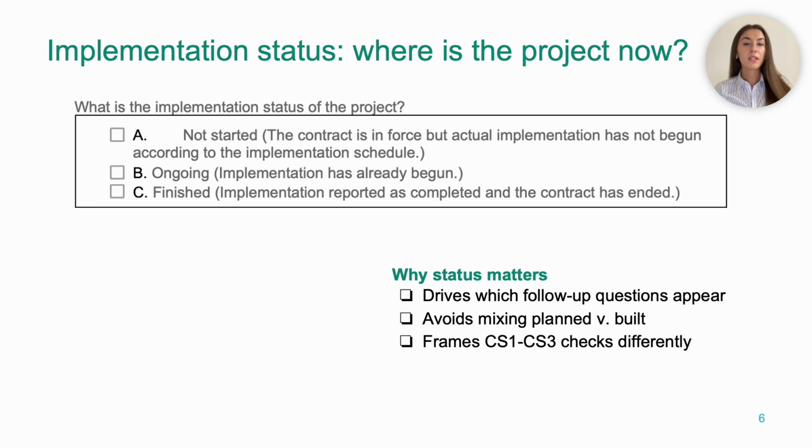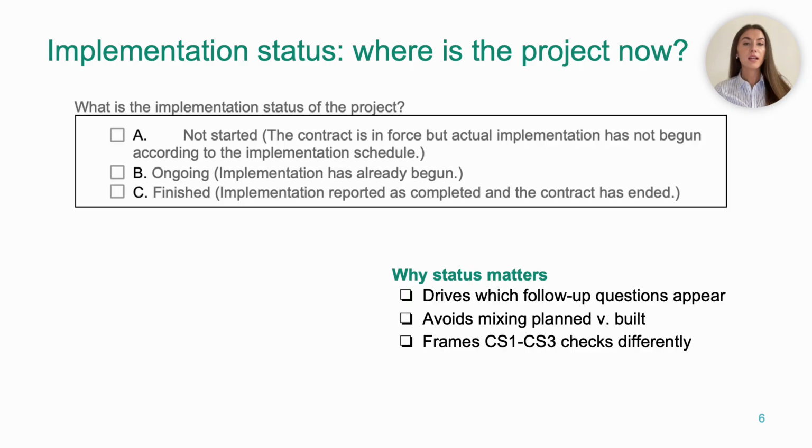Now this choice is important because the reporting tool shows you different follow-up questions. If the project has not been started, you'll focus on reasons for delay and whether the contract is still realistic. This often is a prelude to future corruption scheme 1 modifications. But if it's ongoing, you'll answer questions on schedule, quantities and payments, which is core territory for corruption scheme 1 and corruption scheme 2. If it's finished, you'll concentrate on what was actually delivered, so its condition and its use. Again, very relevant for corruption scheme 2.